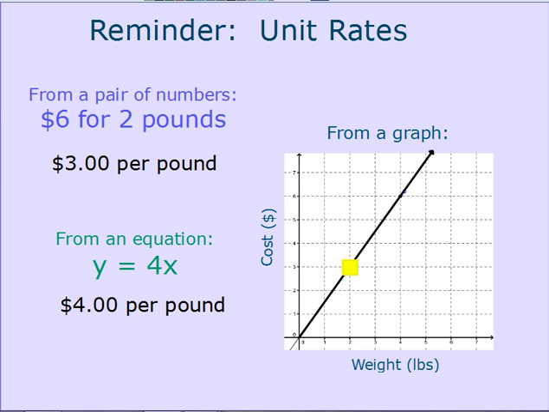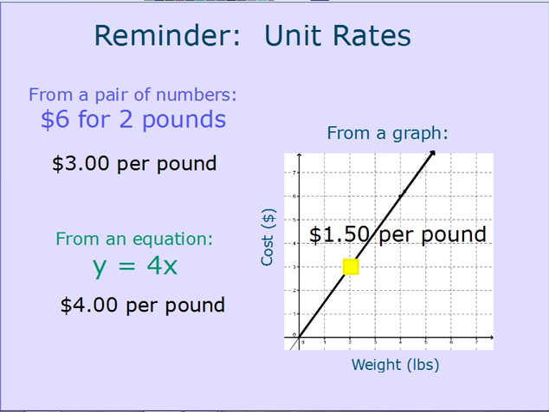So I'm going to go over to where I can find a point that's on the grid. So I could choose this point, or I could choose this point. Over here, this point tells me that for 2 pounds, it cost me $3. So $3 for 2 pounds. If I do that division, 3 divided by 2, that's going to give me a unit rate of $1.50 per pound. So out of these 3 options, the better buy would obviously be the $1.50 per pound. But the point here is to be able to find unit rates from all 3 situations.